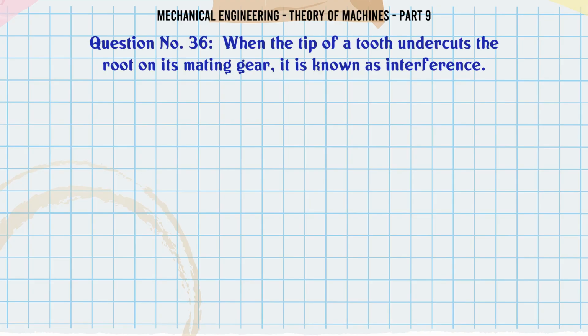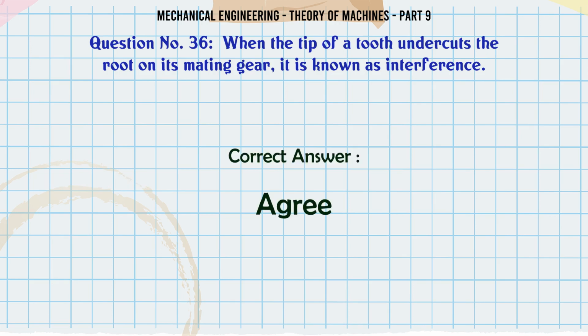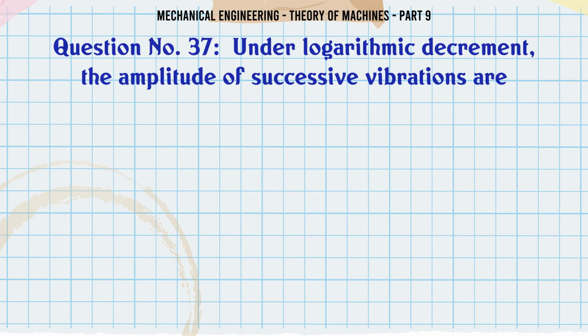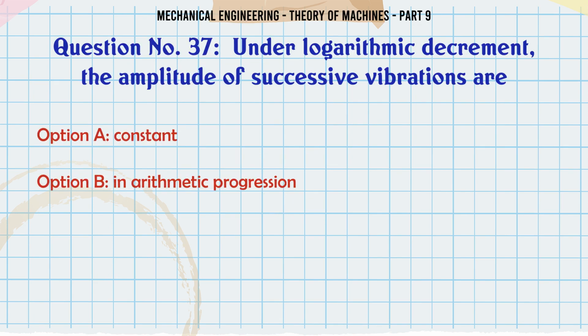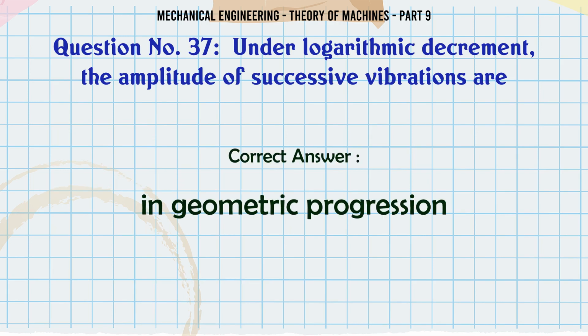When the tip of a tooth undercuts the root on its mating gear, it is known as interference. A. Agree, B. Disagree, C. D. The correct answer is agree. Under logarithmic decrement, the amplitude of successive vibrations are A. Constant, B. In arithmetic progression, C. In geometric progression, D. In logarithmic progression. The correct answer is in geometric progression.